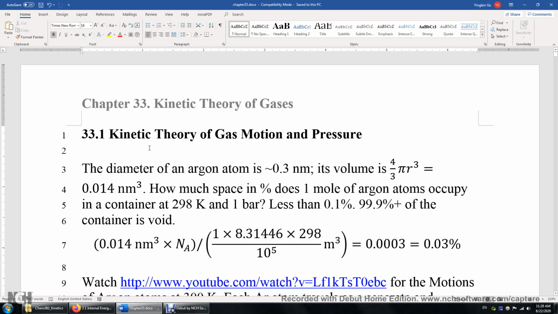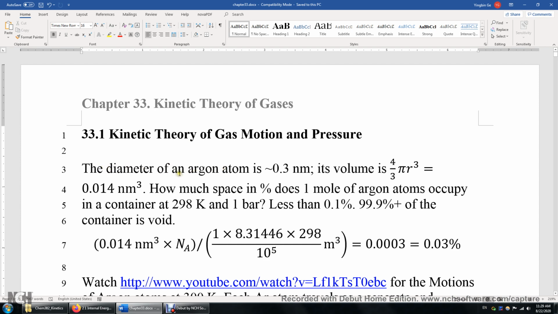This is Physical Chemistry, Part 2, Chemical Kinetics, Chapter 33, Kinetic Theory of Gases, Section 33.1, Kinetic Theory of Gas Motion and Pressure. So first, let's compare the size of the gas particles with the volume of the container of the gas. We'll use argon as an example.